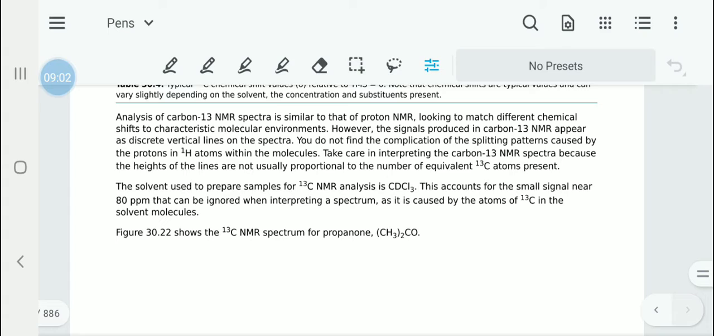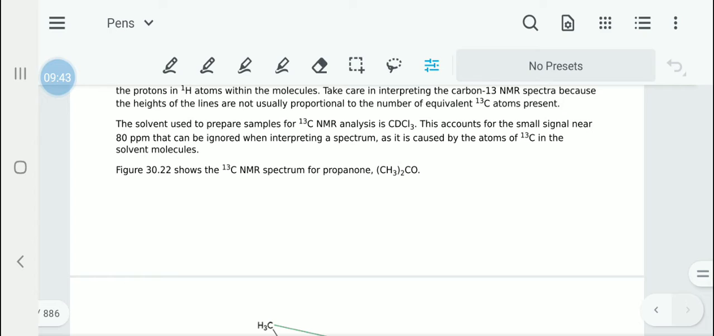However, there is a little bit of a difference in here. The signals that would be produced in carbon-13 NMR will appear as vertical lines on the spectra. Then we don't have those complications that we had in proton splitting patterns. However, we need to understand that the number of carbon atoms might not and will not be proportional to the height of these lines.